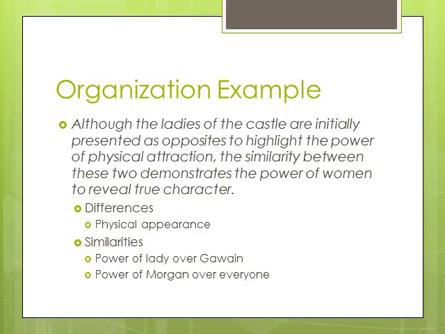And this is an example of what an outline can look like. It doesn't have to be super fancy or super detailed. Differences, I'm going to talk about physical appearances. Similarities, I'm going to talk about the power of the lady over Gawain and the power of Morgan over everyone. Your outline will probably be a bit more detailed than this, not just because you're writing an actual paper, but you get the idea. And you start with this, and then you work up these bullet points into fuller paragraphs.